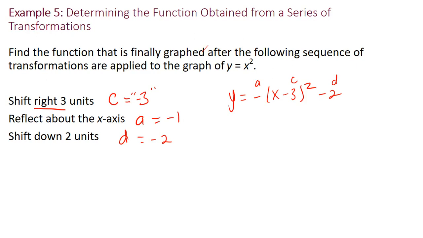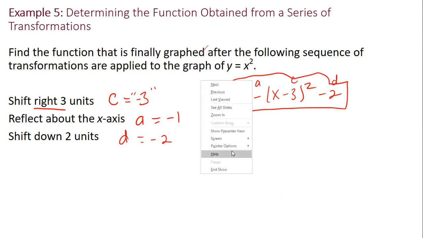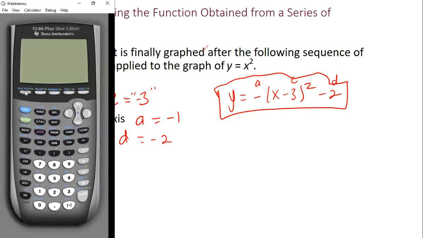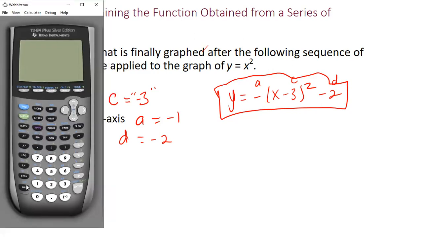No, the answer is, it says, what's the function? So here's your function. This is the function that, if I graph it, should have done all three of these things, right? It should have shifted to the left, it should have reflected, and it should have gone down 2 units. So by that, I'm going to pull up the calculator to show you. I'm going to go back to y equals.